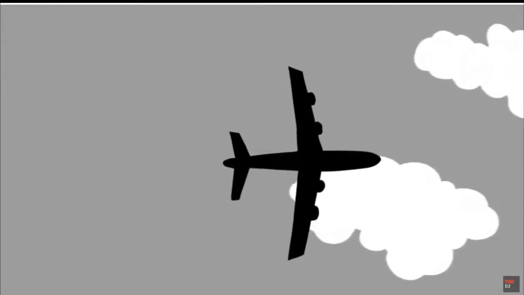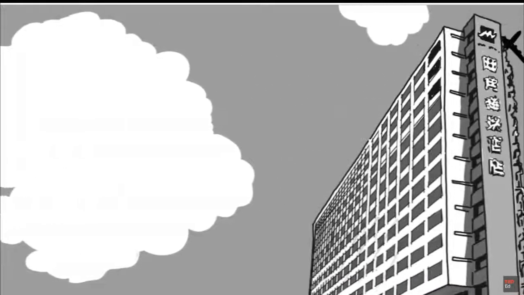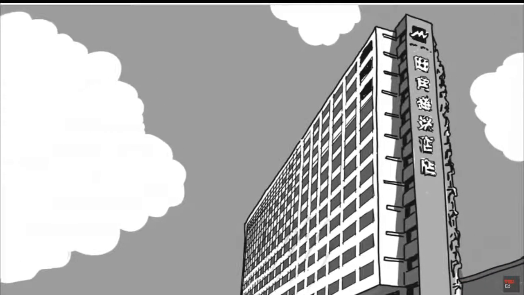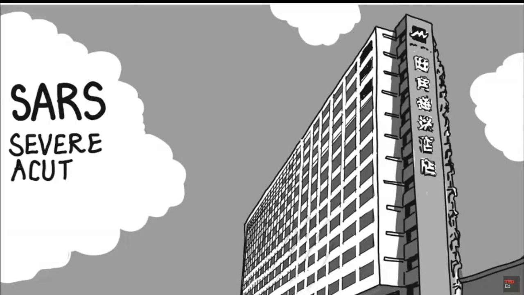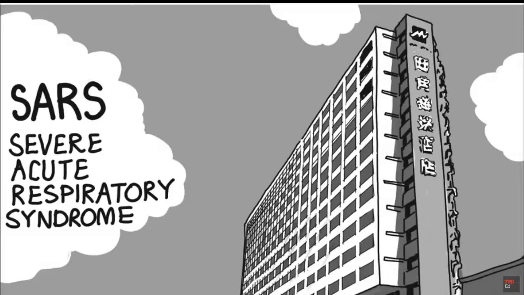But that was then. Today, planes can transport viruses to any country on the globe in a fraction of the time it took in 1918. In February 2003, for instance, a Chinese doctor arrived at the Metropole Hotel in Hong Kong feeling unwell. Unknown to him, he was harboring a new animal origin virus called SARS, short for Severe Acute Respiratory Syndrome.